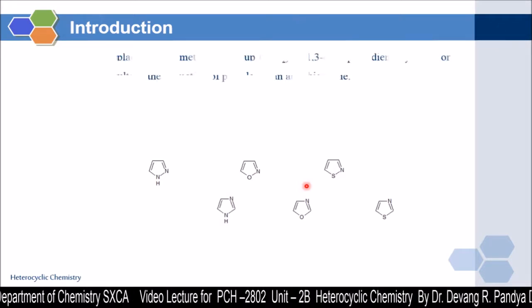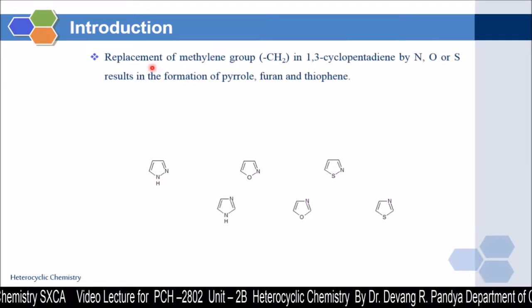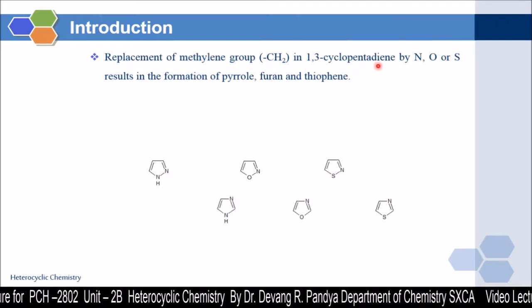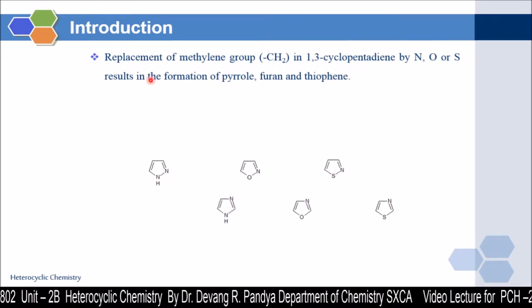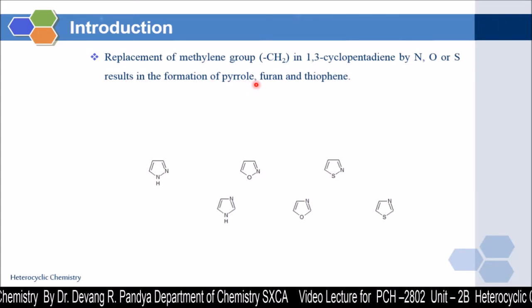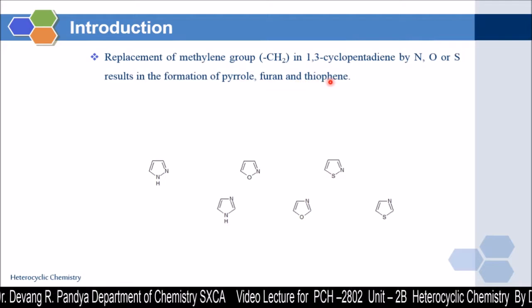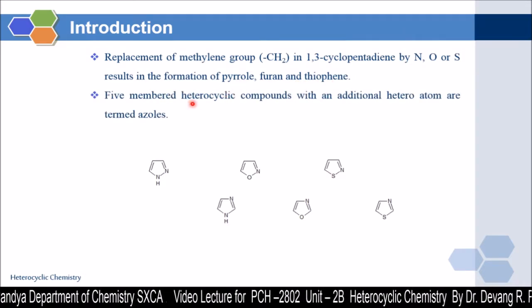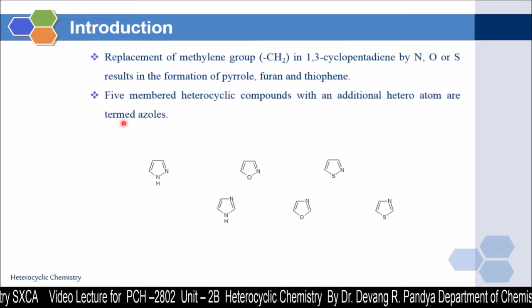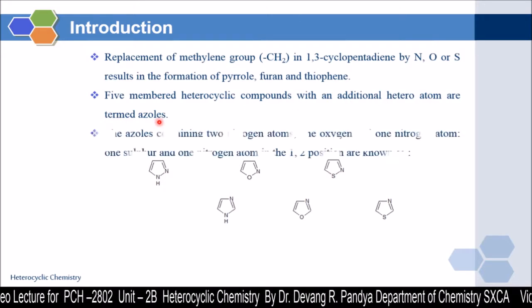Let's start with the introduction. The replacement of a methylene group, that is CH2, in 1,3-cyclopentadiene by nitrogen, oxygen, or sulfur results in the formation of pyrrole, furan, and thiophene. 5-membered heterocyclic compounds with an additional heteroatom are termed azoles.